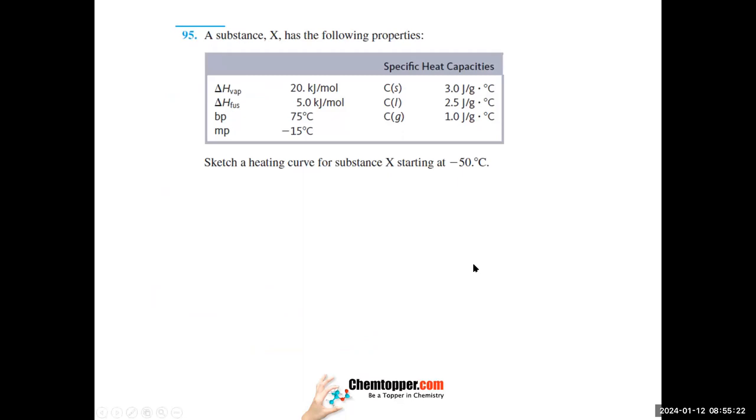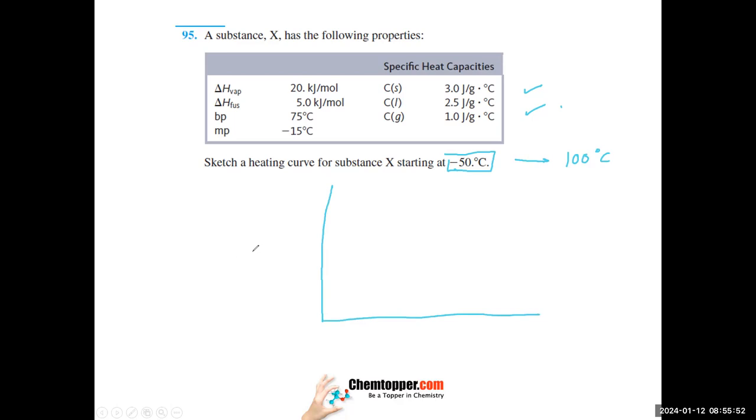Okay. Can you draw the heating curve from minus 50 with this information? Substance X has the following properties. You have to start from minus 50 and go up to, let's say, 100. They have not written 100 degrees Celsius. Can we do that?